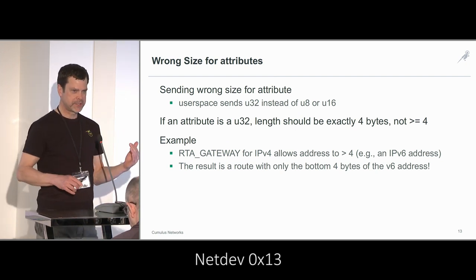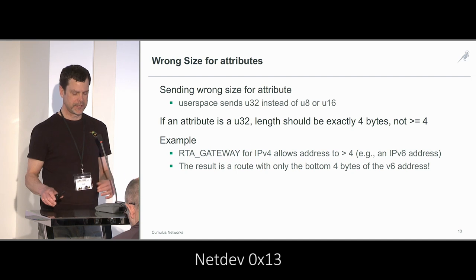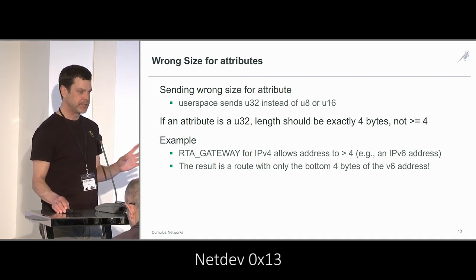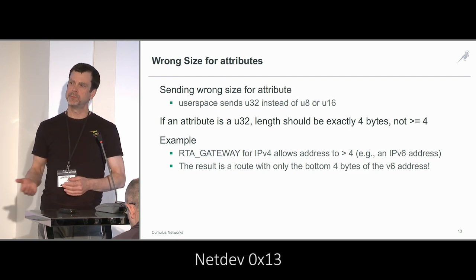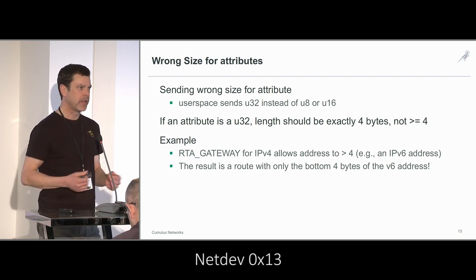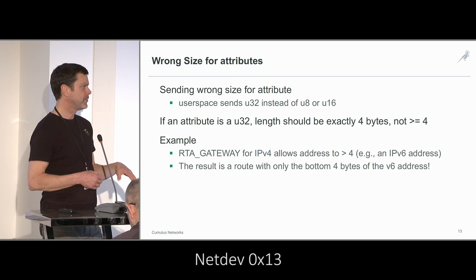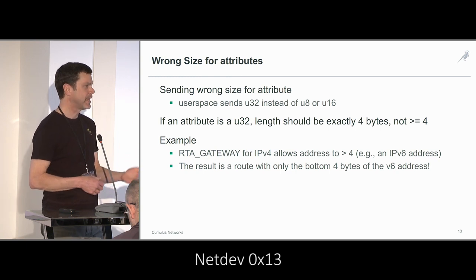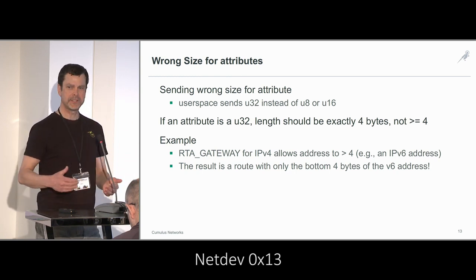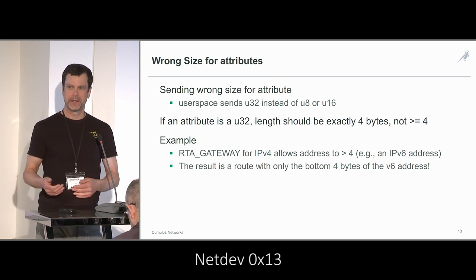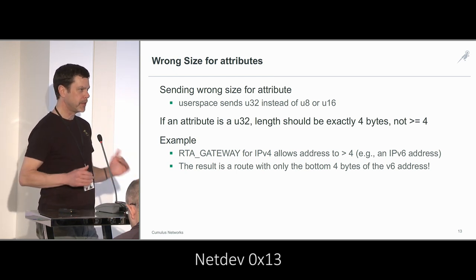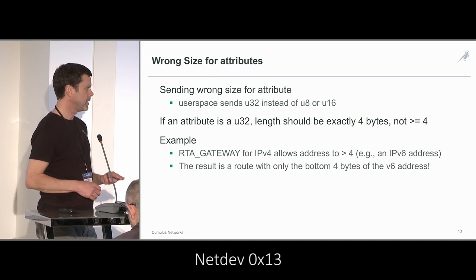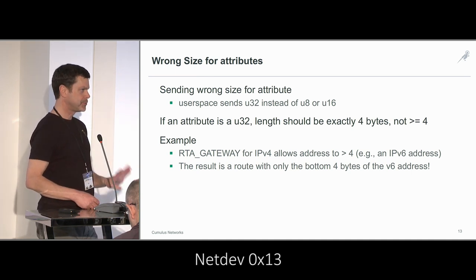Kind of an extending piece of this, incomplete checking from the past, the kernel has also allowed wrong attribute sizes. Yeah, there's a policy. Yeah, it does some validation that makes sure there's at least that many bytes. But at least is not the right API. If the API is a U32, it shouldn't be greater than or equal to 4 bytes. It should be 4 bytes. And if user space sends more than that, it's wrong.